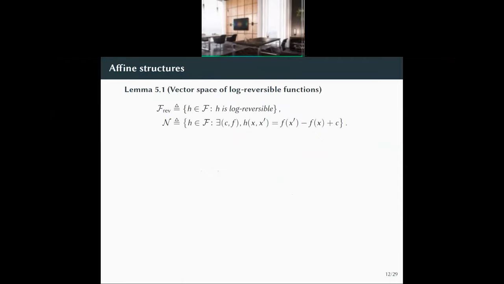Let me discuss the affine structures that we obtain here. Log reversible functions can be endowed with a vector space structure. Let's call this F rev, the vector space of all log reversible functions. Let's talk also about N. These are all the functions over X squared such that there exists a function F allowing you to write H as such a difference plus some constant. This also forms a vector space. And you can show that there is this inclusion, where N is strictly contained in F rev, which is strictly contained in F.